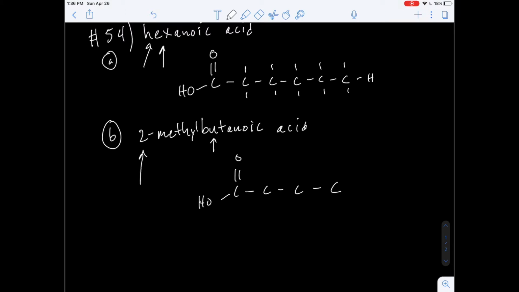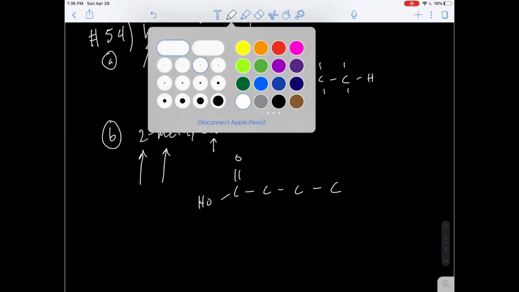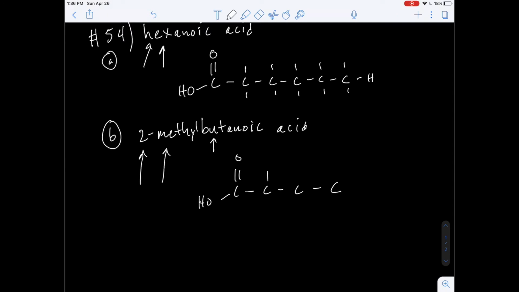And now we look, what are the substituents? At the 2 position, there's a methyl group. So this is our 1 position, 1 and 2. So we have a methyl group coming off the 2 position. And the rest are filled in with our H's. So again, all those little lines are going to be H's there.